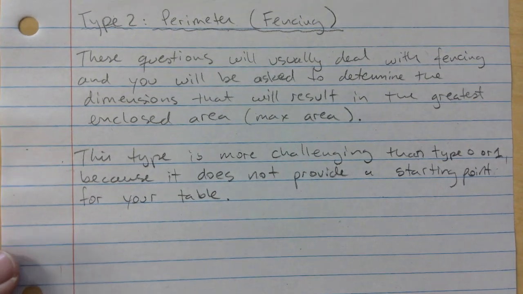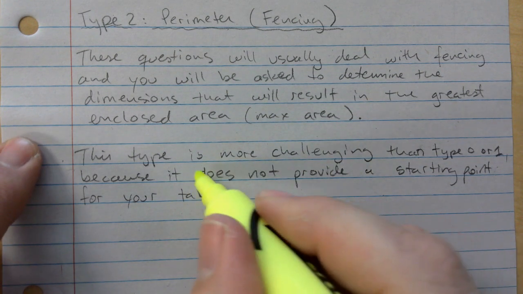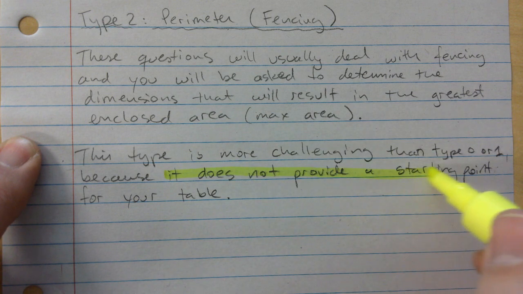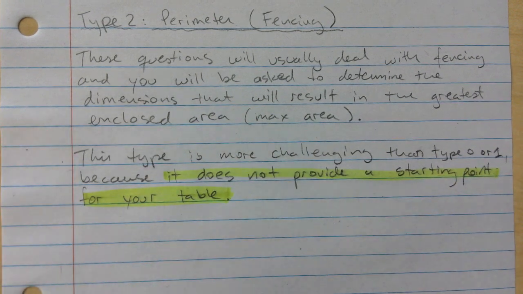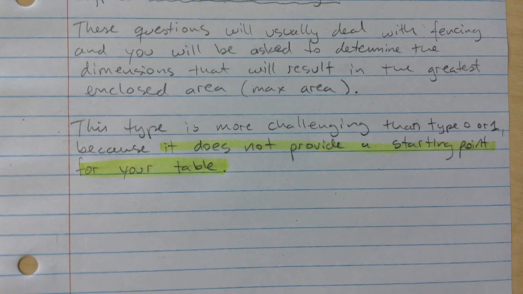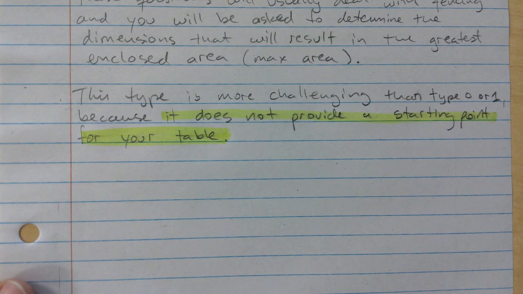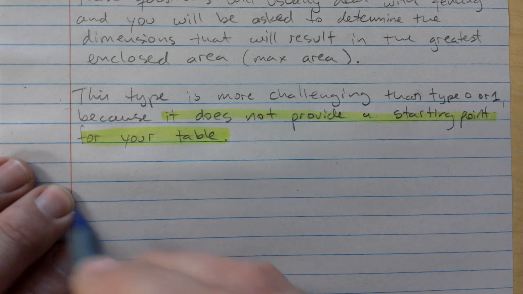And I will say this, all regression type questions will always need you to come up with some kind of table. Okay, that's the definition of regression. You need a table with points. And this one does not provide a starting point for your table. So it's a little bit more challenging in that way. And I will give you some steps here.